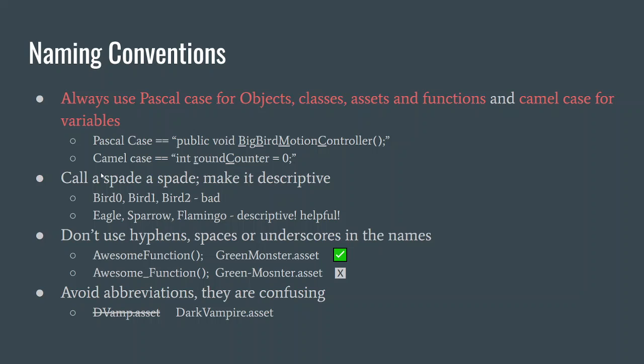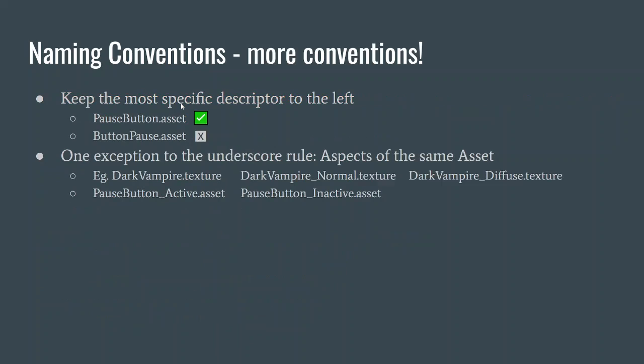More conventions. Keep the most specific descriptor to the left. It's not a hard and fast rule, but it makes more sense to call something pausebutton.asset instead of buttonpause.asset. Put the most specific descriptor, which would be pause in this case, to the left. So you can have pause button, stop button, start button, instead of button stop, button pause, etc. It kind of makes intuitive sense, but just something to think about when you're naming things.